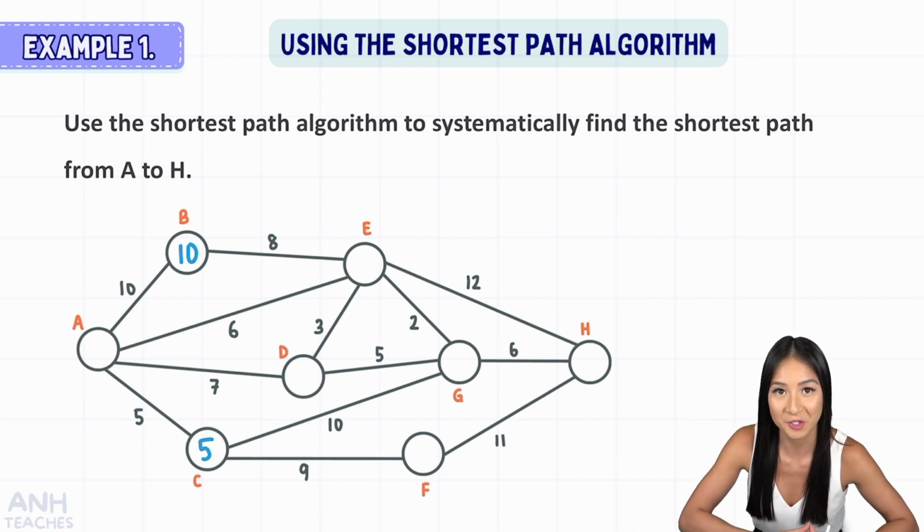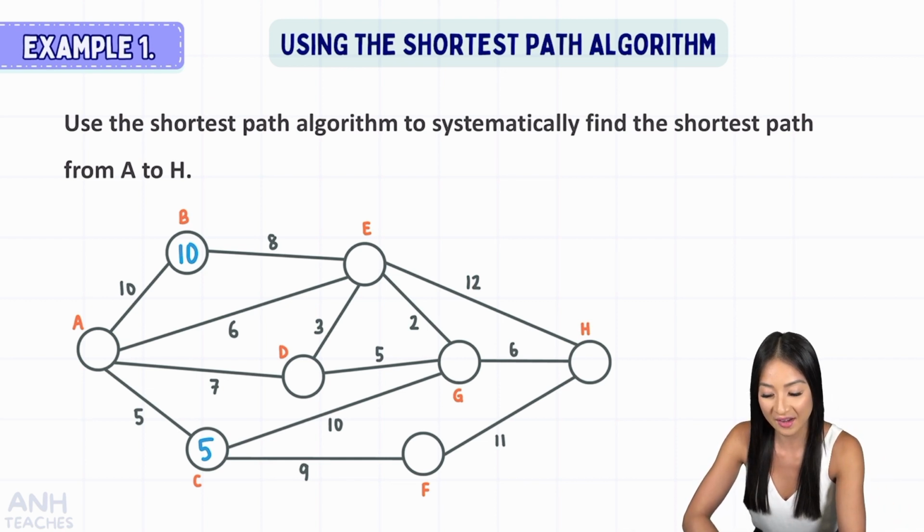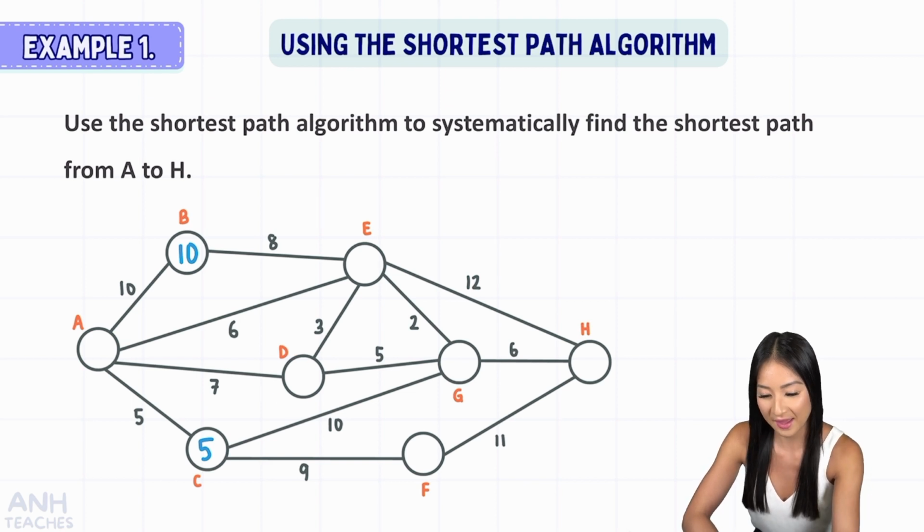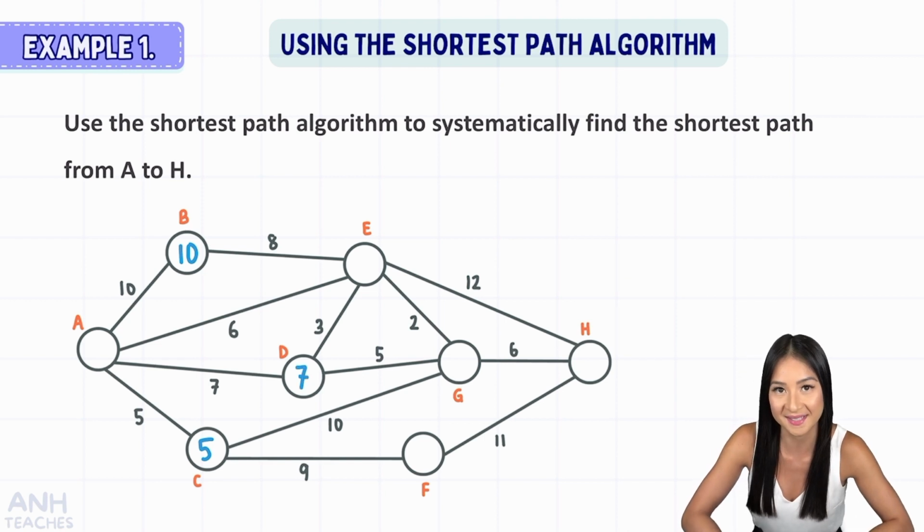Next, I have the option of working with vertex D or vertex E. However, I can see that out of the 3 edges that lead into E, one of them comes from D. So I should start with D first. And in that case, I've got this 7 here. It's definitely less than that 9. So I'm going to write 7 inside that vertex.